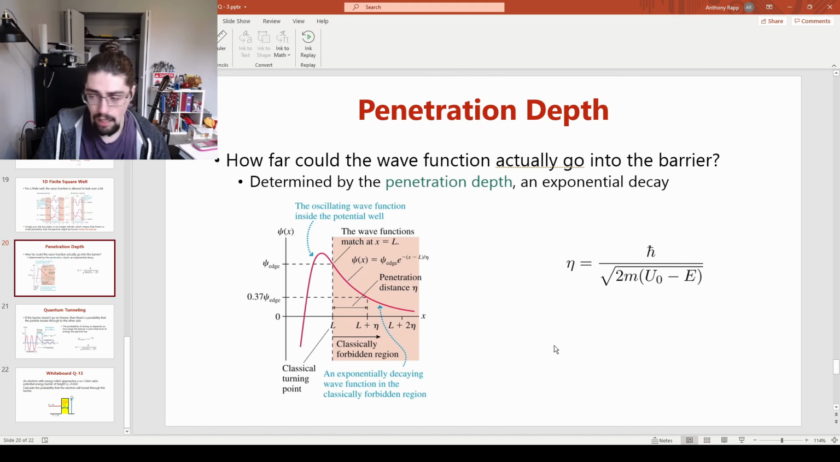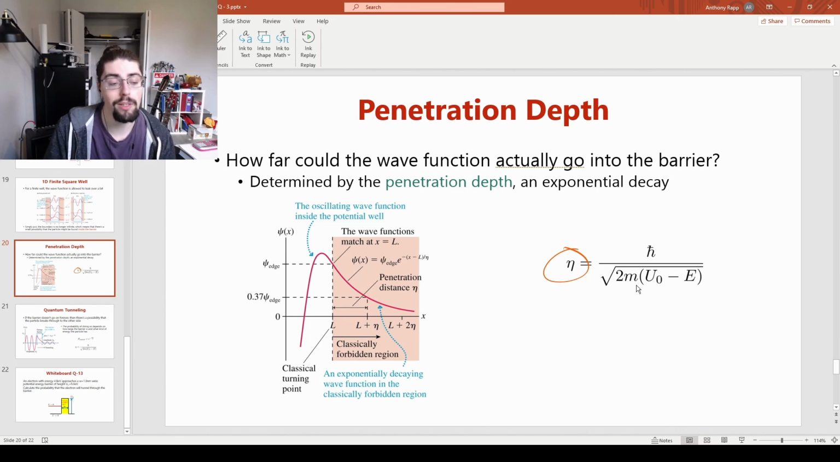If it's going to travel some distance eta out, this value is what we call the penetration depth, and it's calculated essentially by how much energy the particle has versus how much energy it would need to jump over that barrier. Sometimes it can borrow just a little bit of energy and end up on top of the barrier instead.